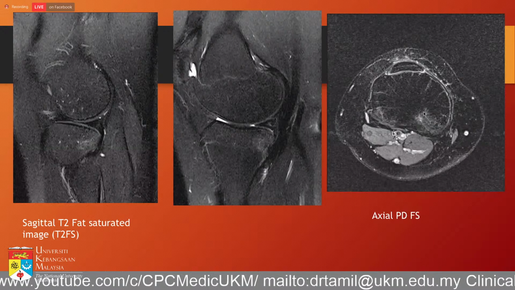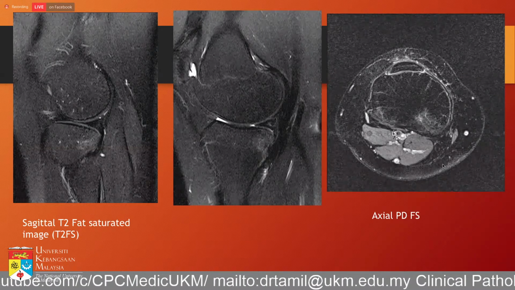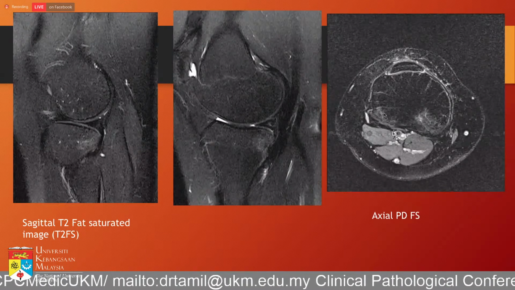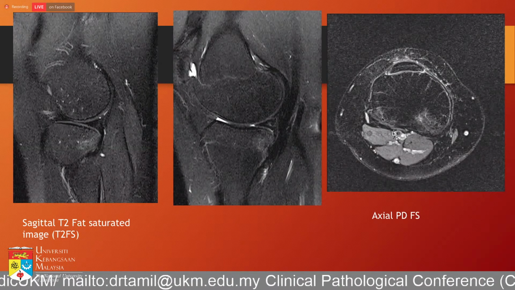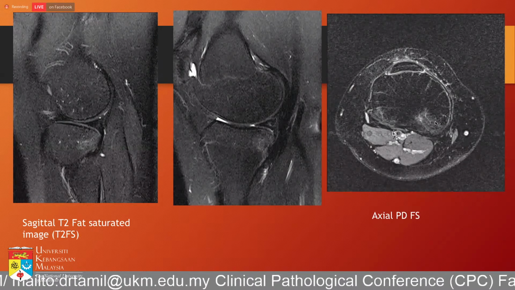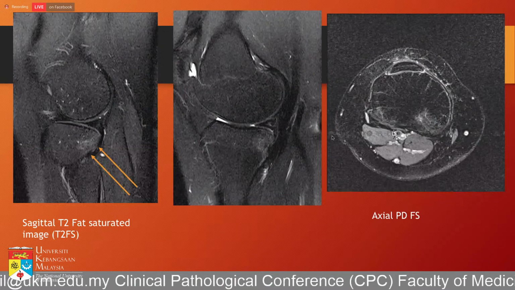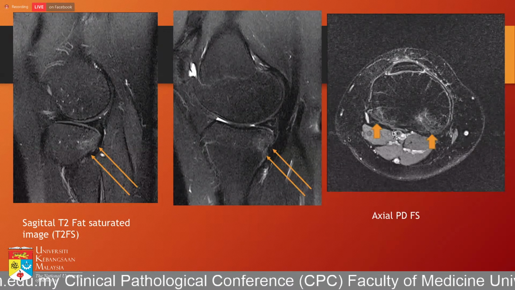This is the corresponding axial fat saturated image as well. You can see that the marrow edema is present at the posterior aspect of both the lateral and the medial tibial condyle.